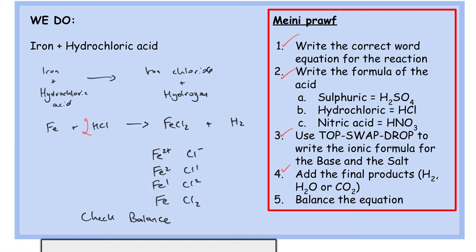Now I'm going to check if this is correct, and I can see that I've now got 2 hydrogens on the left and I've got 2 hydrogens on the right. So that has worked out perfectly now. So I've got a balanced symbol equation. Again, pause it, have a look, see how I got there. And then we'll do one more together before I give you a load to practice.